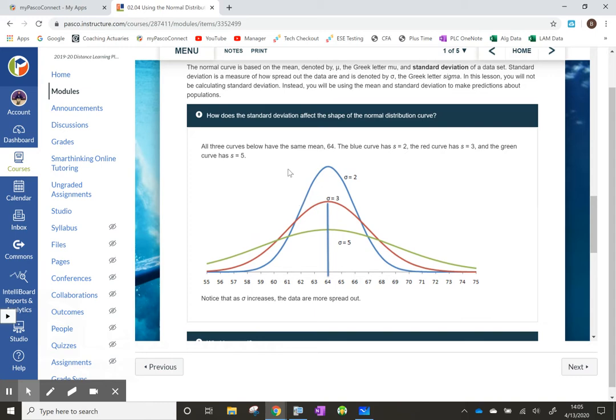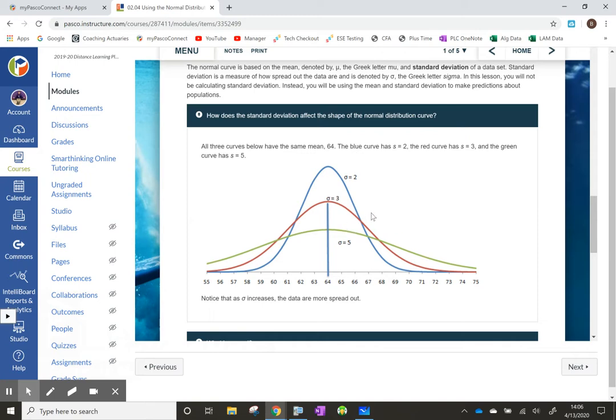Now, just to quickly answer this about the curvature, how does standard deviation affect the shape of a normal distribution? Well, again, a normal distribution, regardless of whether it's the blue line, red line, or green line here, they are all normal distributions because they are all centered at the middle and they kind of tail off to the left and tail off to the right. But they look different, right? Some are peaked higher than others.